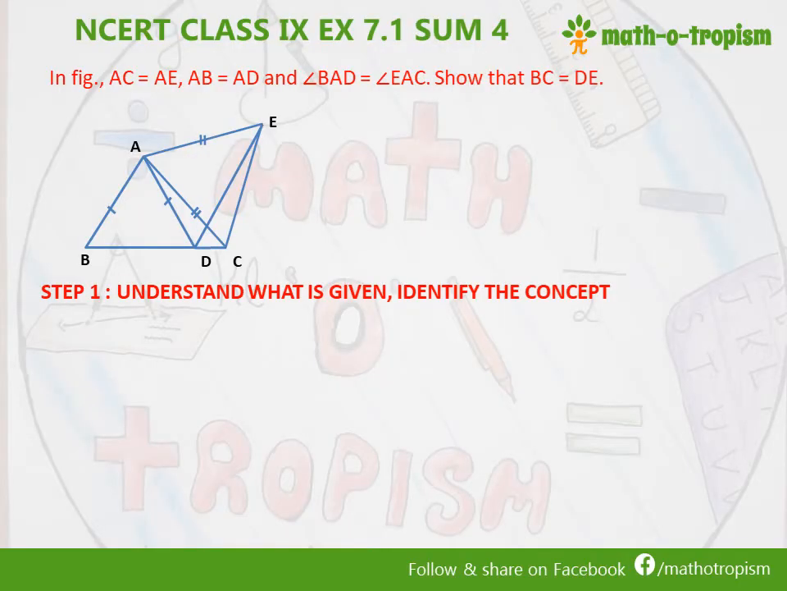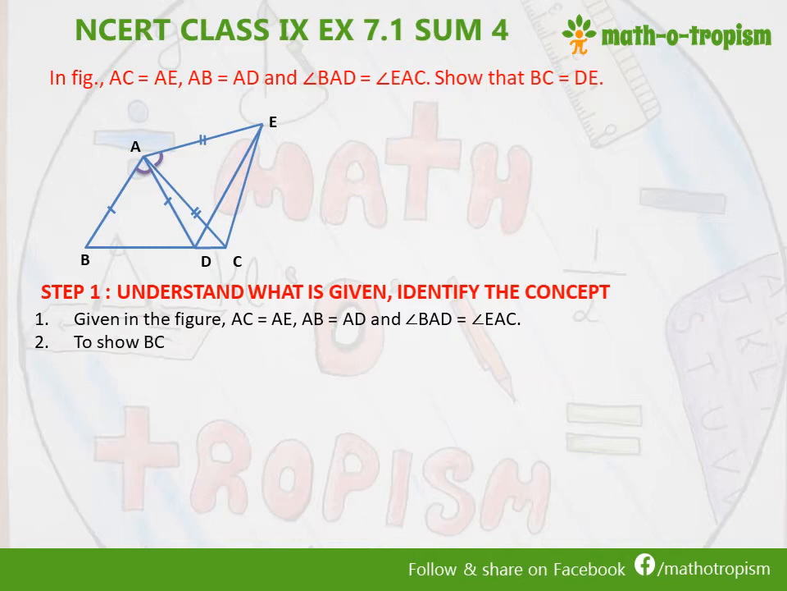So the first step is understanding what is given and identifying the concept. So given in the figure, AC is equal to AE, AB is equal to AD, and angle BAD is equal to angle EAC. We need to show that BC is equal to DE. So if BC and DE are the sides of the triangle, which means that we need to take any two triangles in which these two are the sides.